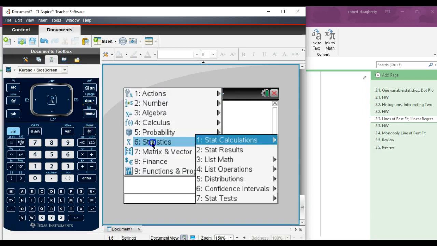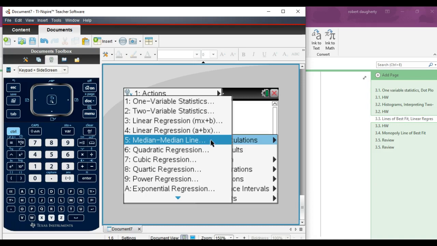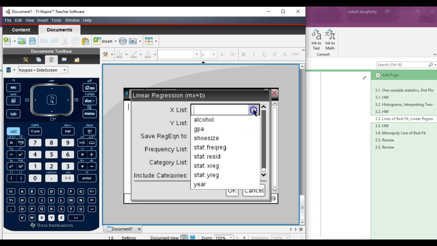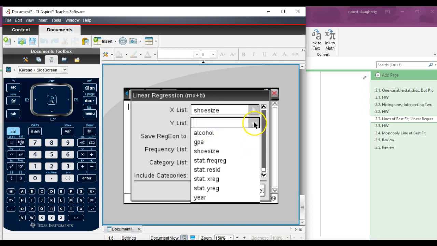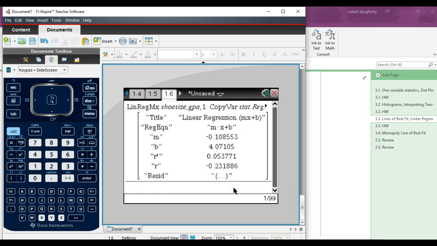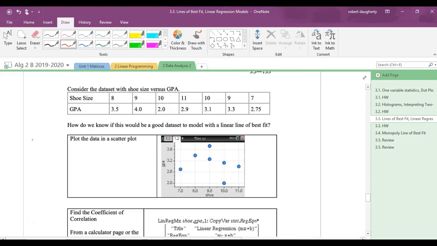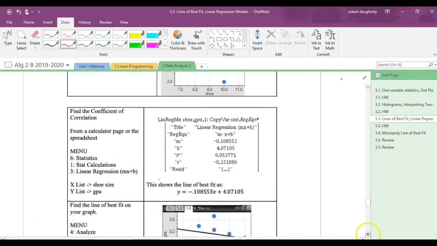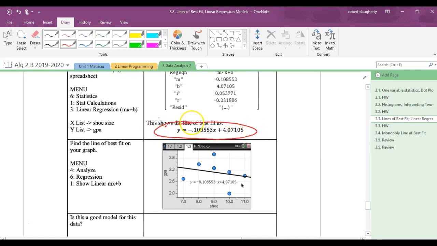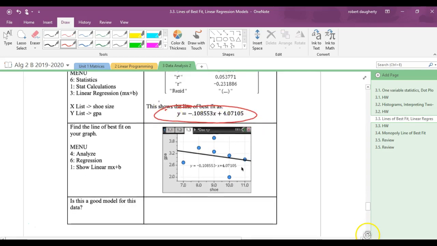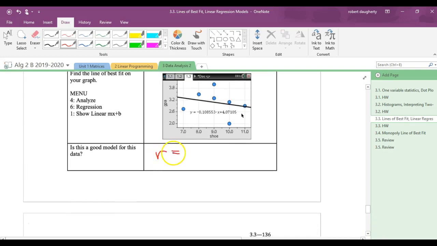The R value is found in a calculator page. So menu, statistics, stat calculations, linear regression mx plus b. I'm plotting shoe size versus GPA, and the R value is negative 0.231886. So here was my line of best fit. Is this a good data set to model linearly? No, that's pretty bad because I want it to be close to which numbers? 1 and negative 1. This is pretty far away.